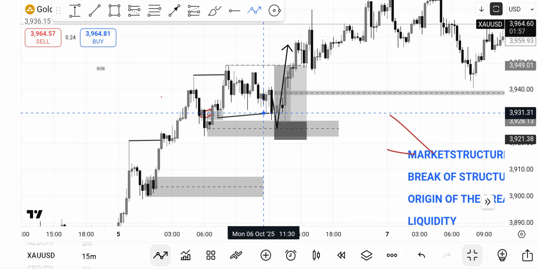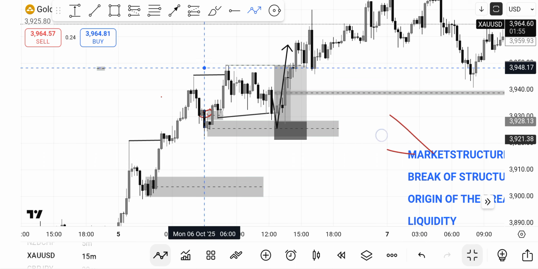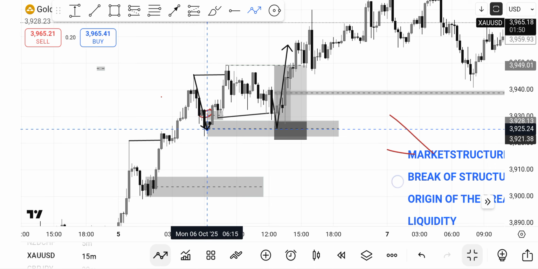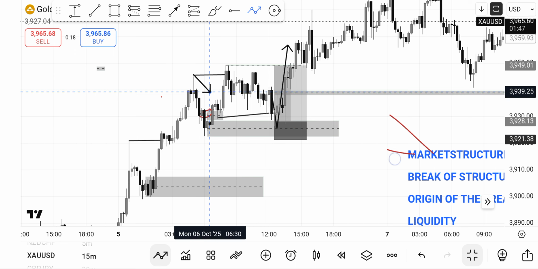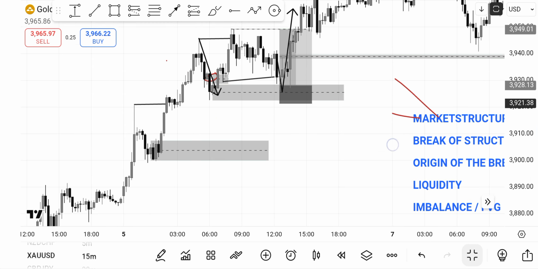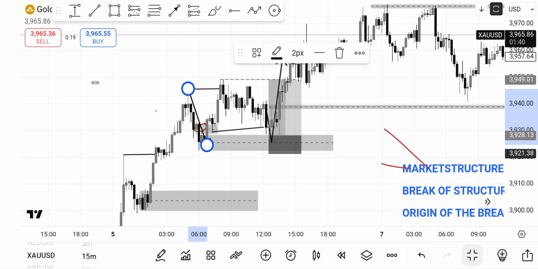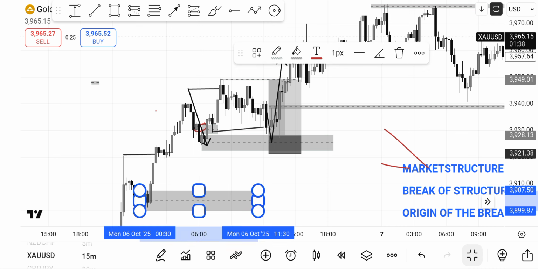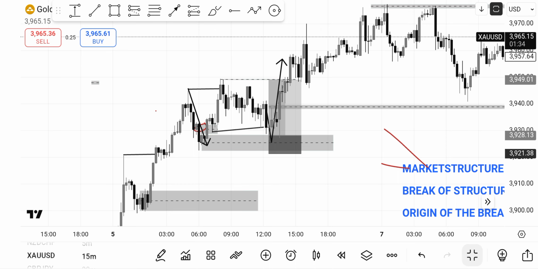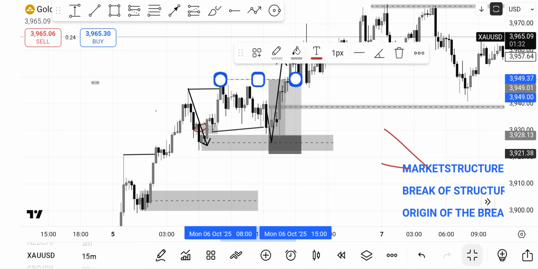For a pullback to be considered a pullback, there are some things we consider. This is a pullback because it has 3 candles closing and opening below each other. Then it had to break structure. So after this pullback, I had to ignore this origin. Then I considered the origin that caused another break of structure, which was this break of structure.